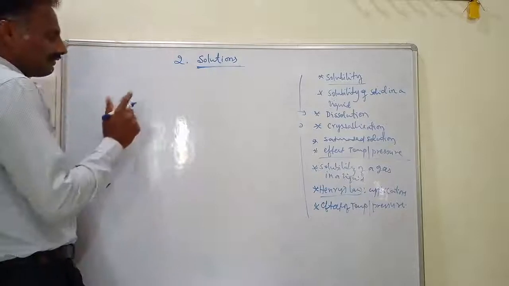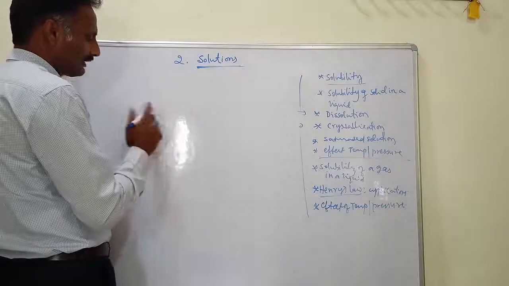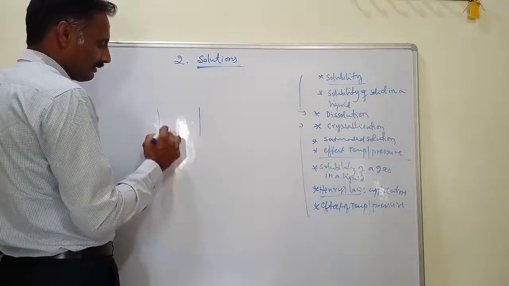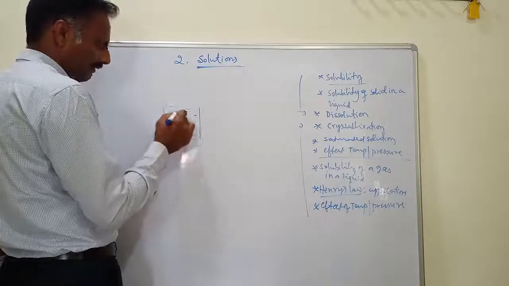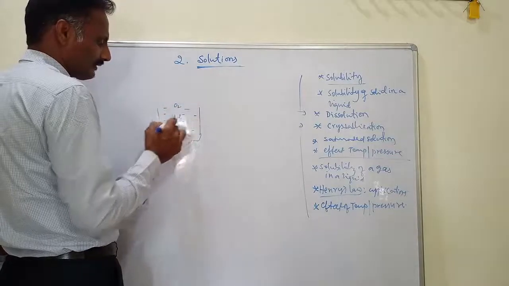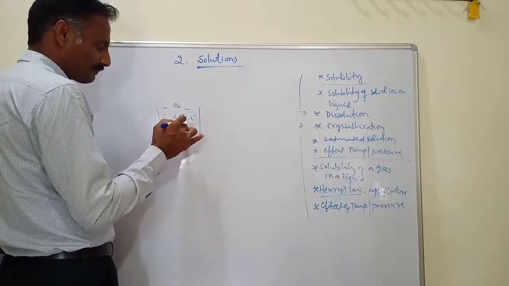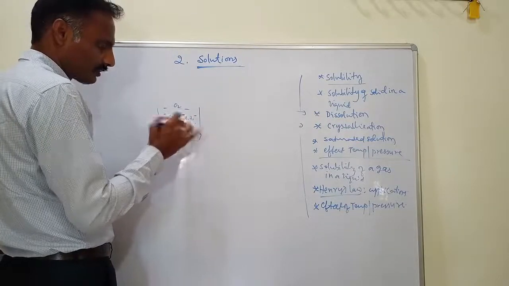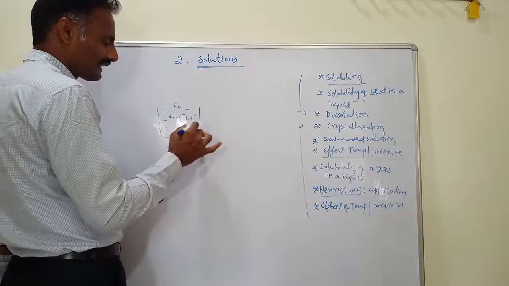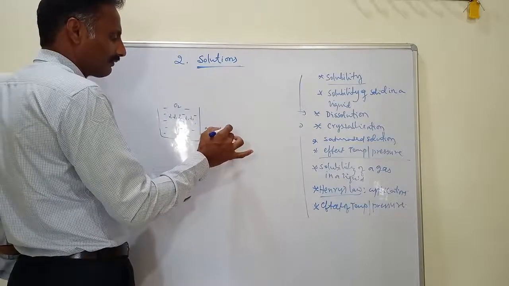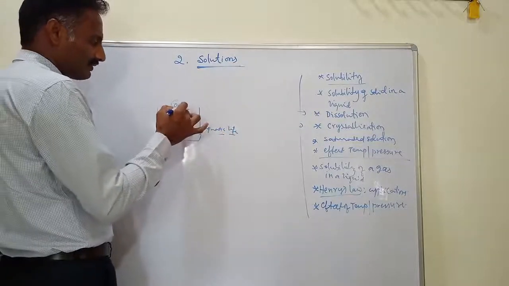For this, the gas is called a solute. For example, if you are taking water, in water there is oxygen. Oxygen is less soluble in water. A very small amount of oxygen is dissolved in water, and this little quantity present in water is called dissolved oxygen. This dissolved oxygen present in water is sufficient to sustain aquatic life. All aquatic animals or aquatic life is sustained due to dissolved oxygen which is present in water.